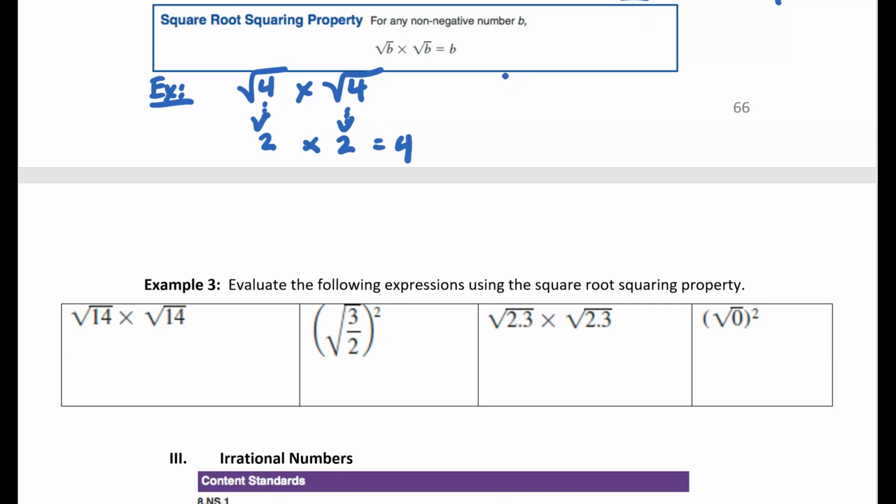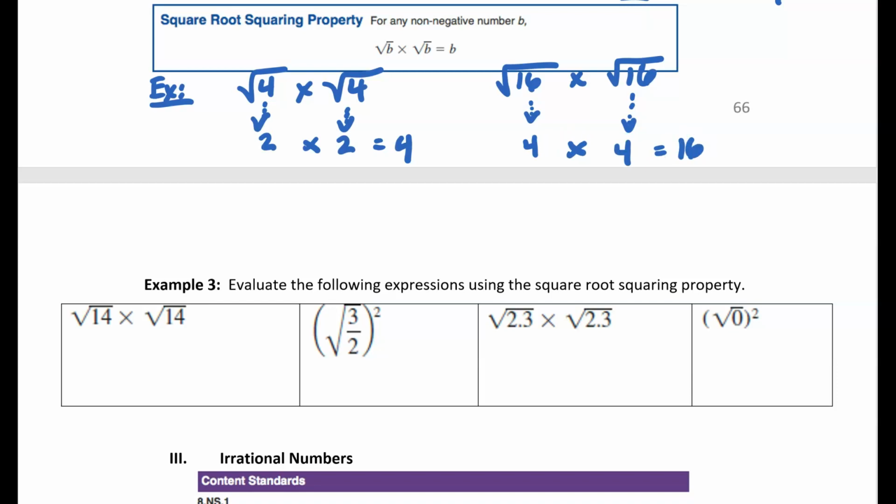Let's try that again with a different square root. So let's do the square root of 16 times the square root of 16. So the square root of 16 is 4. Square root of 16, oh, you know what? I said 16 and I wrote 14. That's confusing. There we go. Okay, so that's positive 4. 4 times 4 is 16.